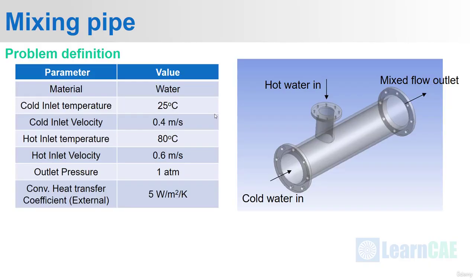The fluid material is water for both cases. Cold inlet temperature is 25 degrees Celsius and the cold inlet velocity is 0.4 meter per second. And the hot inlet temperature is 80 degrees Celsius and the velocity is 0.6 meter per second.